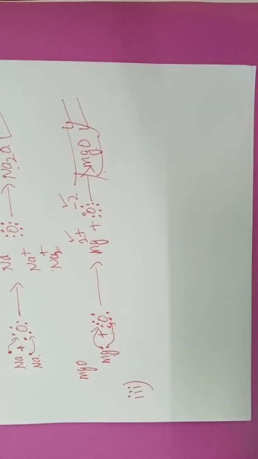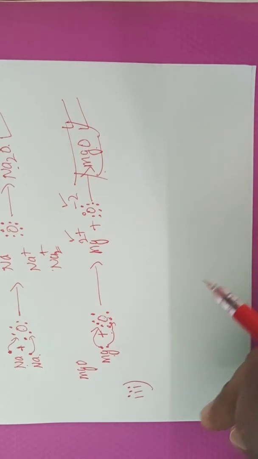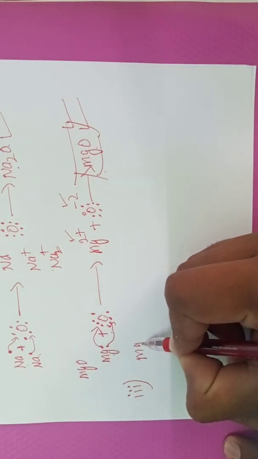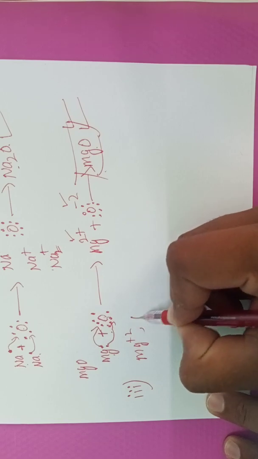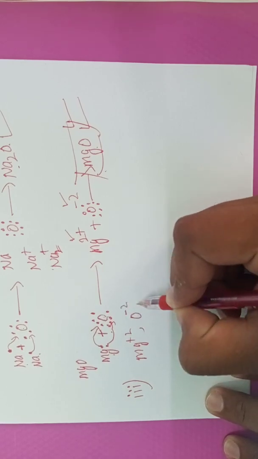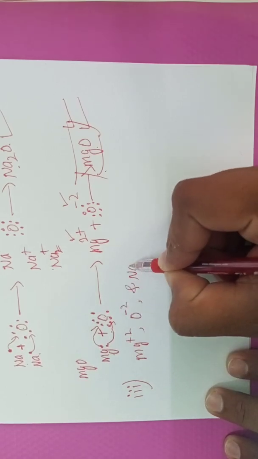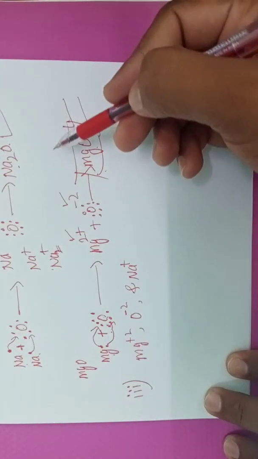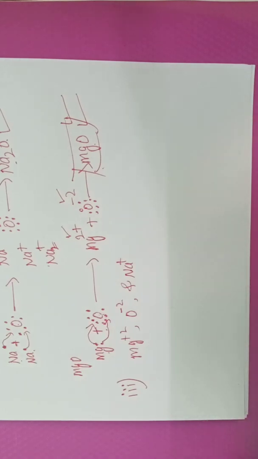In the first main question, the third question is: what are the ions present in these compounds? So the ions present in these compounds are, see, Mg ion is there, that's why Mg2 plus, and oxygen ion is there, O2 minus, and the sodium ion. These 3 ions are present in these compounds. Okay, this is the first question.